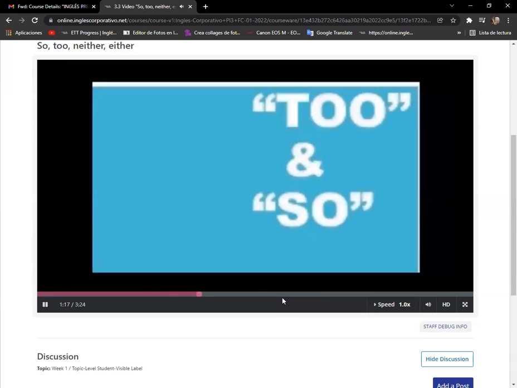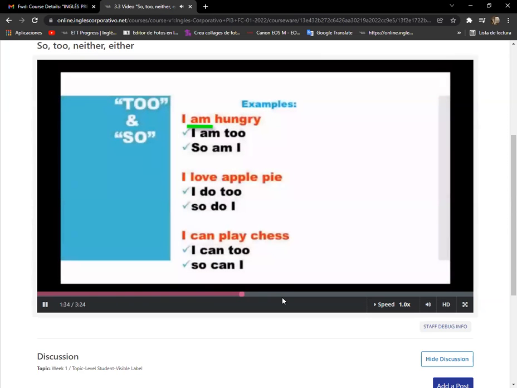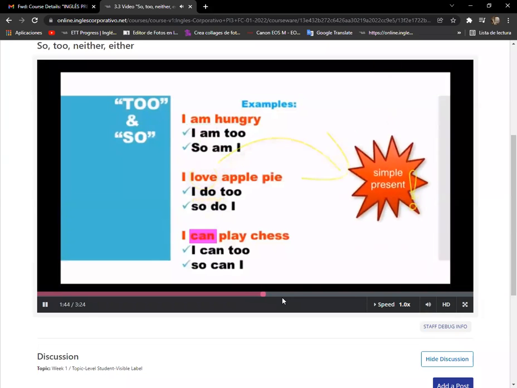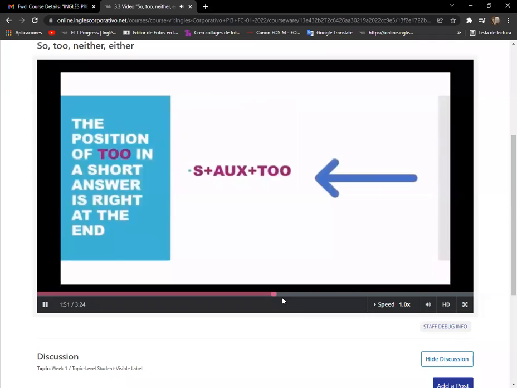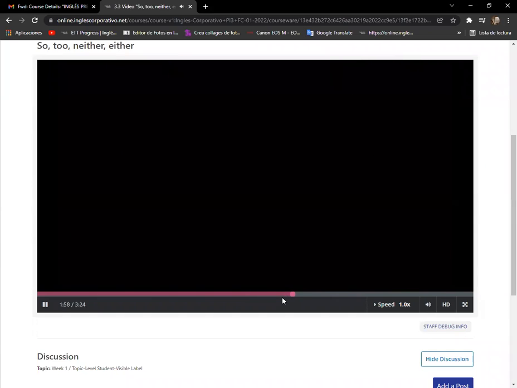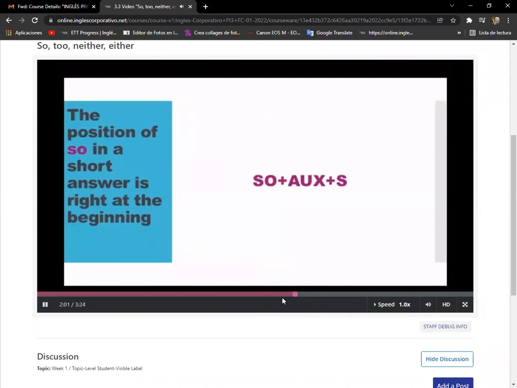The use of too and so to agree with something being said to us. In English, we can use too or so in short answers to show we agree with something or someone. Notice we use the auxiliary verb of the statement being said to us. For example, I am hungry. I am too. So am I. I love apple pie. I do too. So do I. I can play chess. I can too. So can I. The position of too is right at the end. Follow me. Subject, auxiliary, too. The position of so is right at the beginning. Follow me again. So, auxiliary, plus subject.